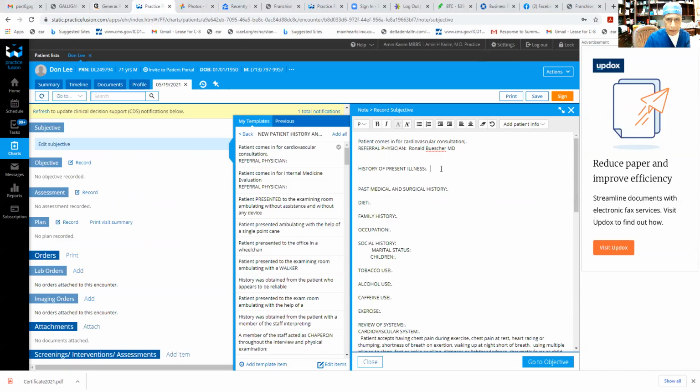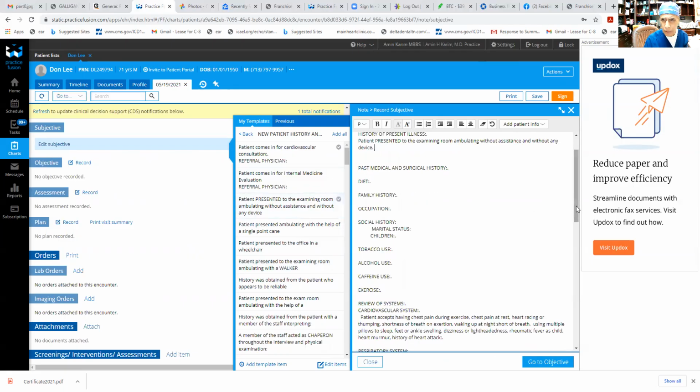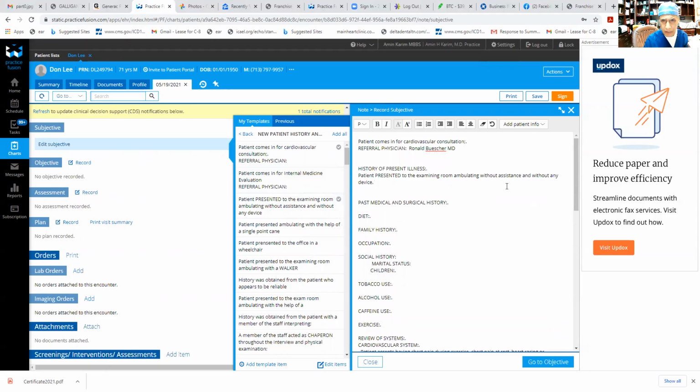History of the present illness. So now you have to write down the history of the present illness, and what do we do there? So first thing you do is you write down some bare facts that you have observed on the patient. Very easy. I mean, you don't have to ask the patient. First is this step, and these are all these written sentences which you click and they come over here. Let's show you here. As soon as you click, it populates this first sentence. Patient presented to the examiner ambulating without assistance and without any device. And that's for a patient who walks in.